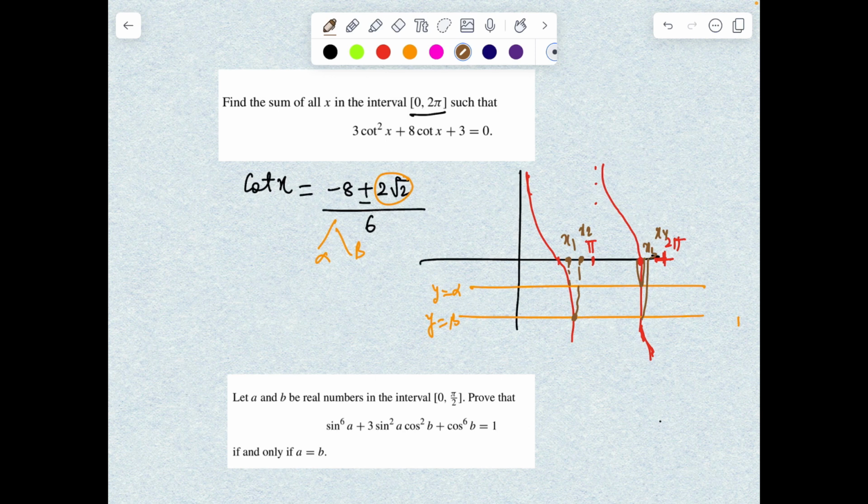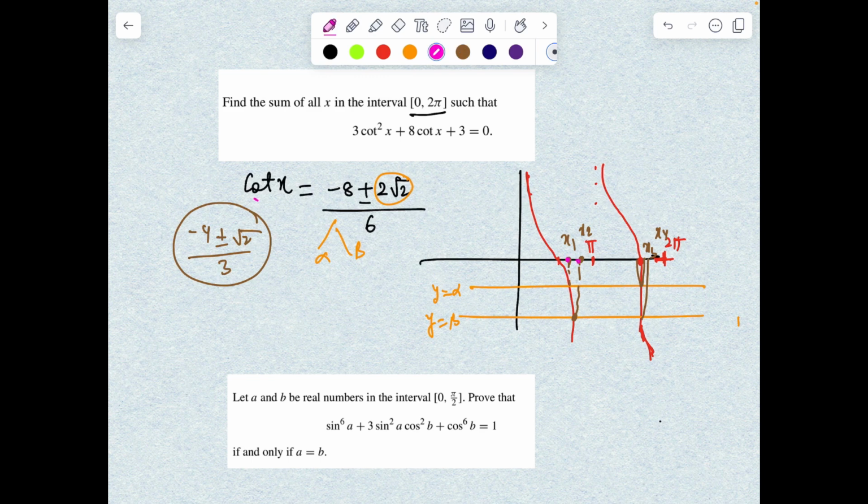So now the problem with this question is cot inverse of this value, (-8 + 2√2)/6, is not a standard value, right? So it's (-4 ± √2)/3. So this is not a standard angle. So how will you add the sum of all the values without actually finding the angle? So here is the underlying trick in this question that makes it beautiful.